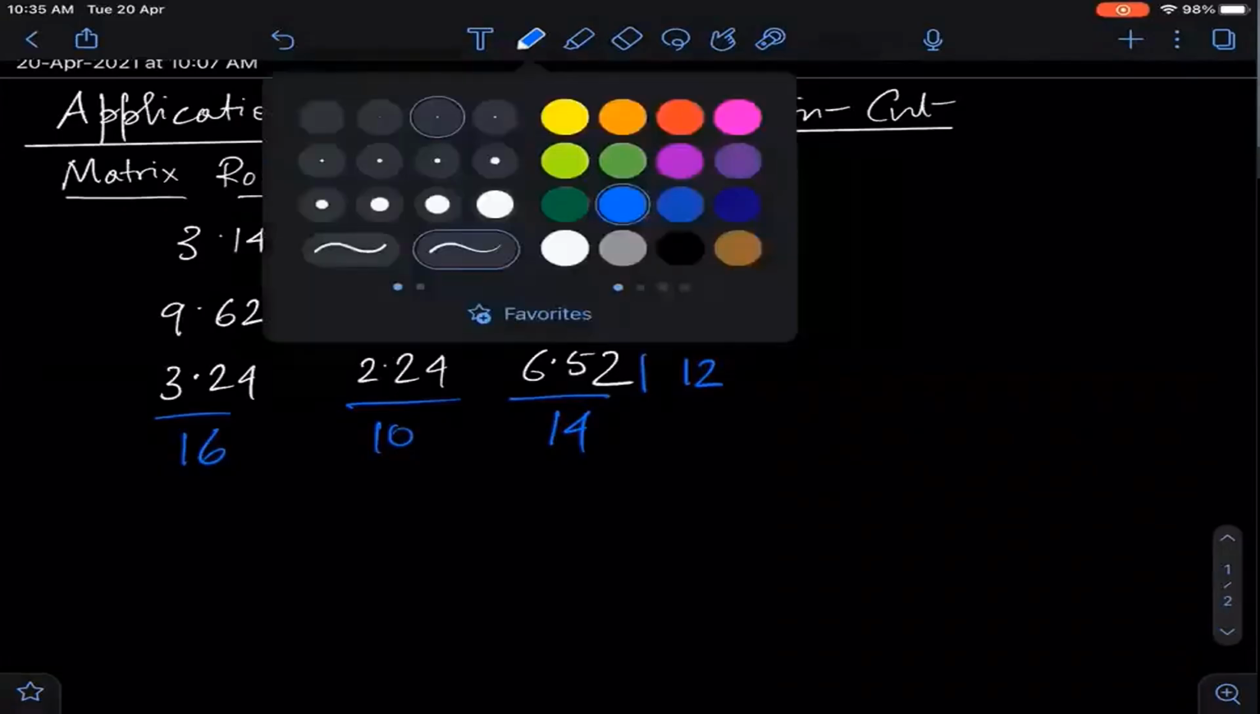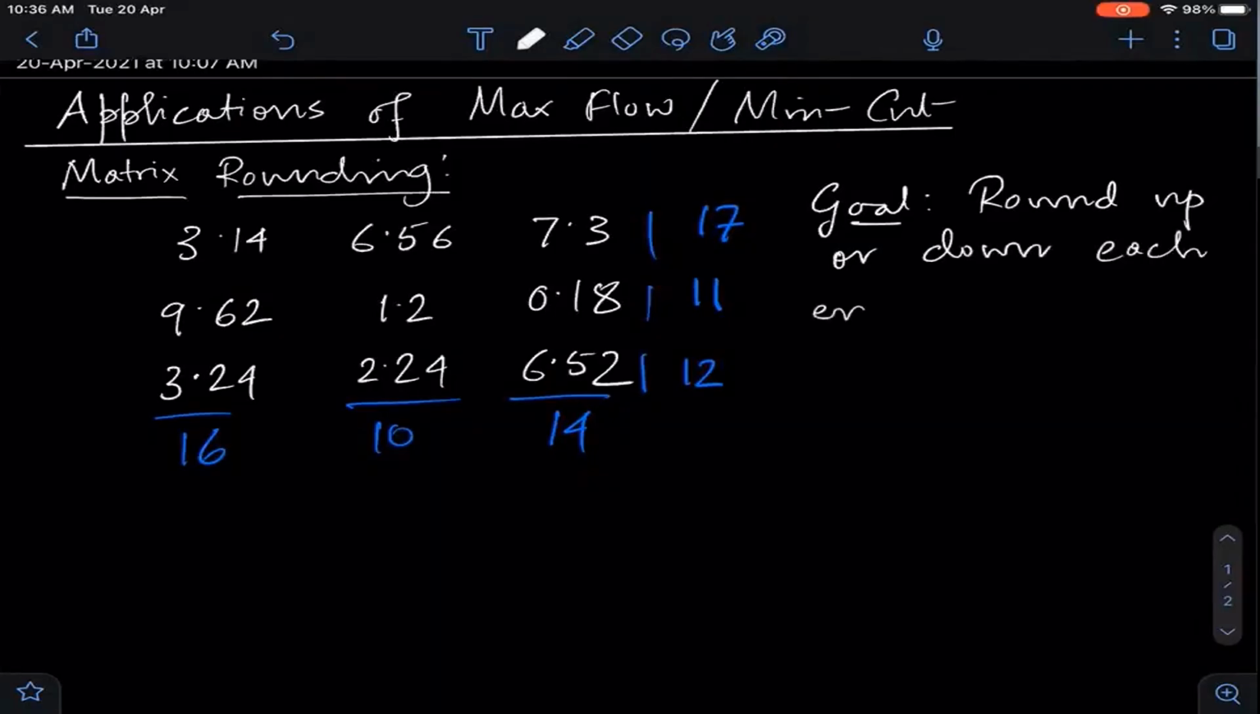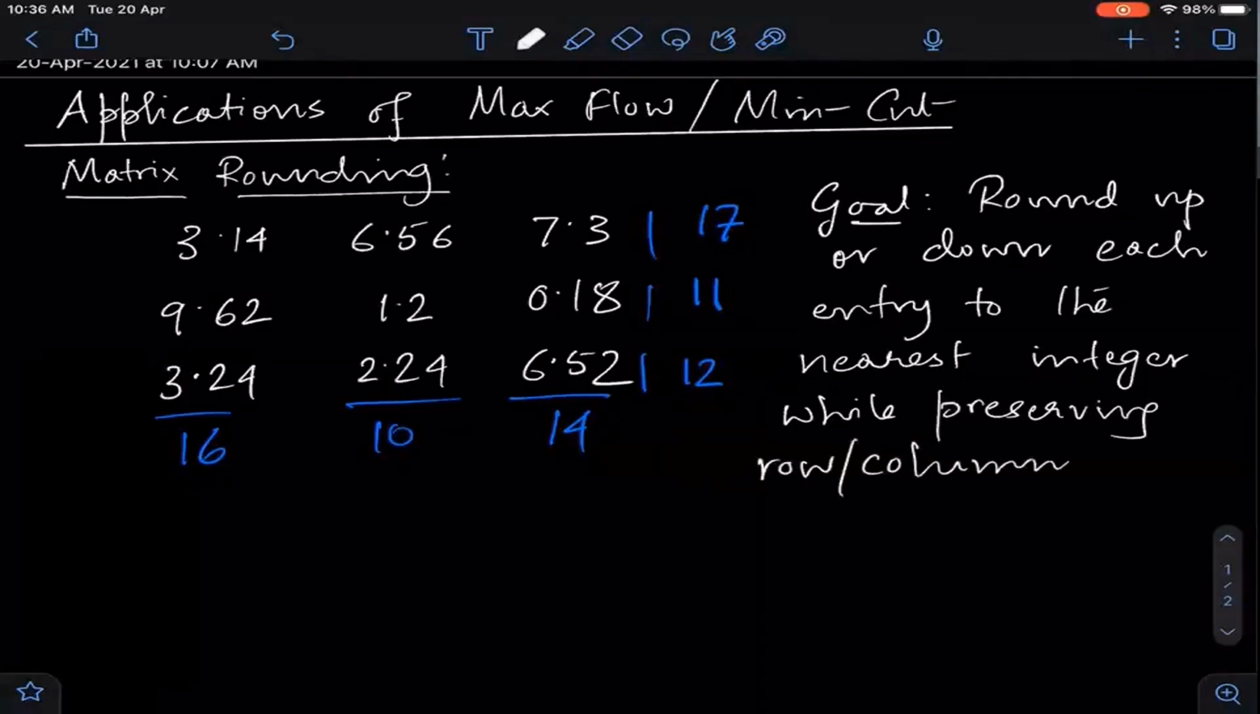Let me write down the problem. The goal is to round up or down each entry to the nearest integer while preserving row and column sums. Is the question clear to everyone?